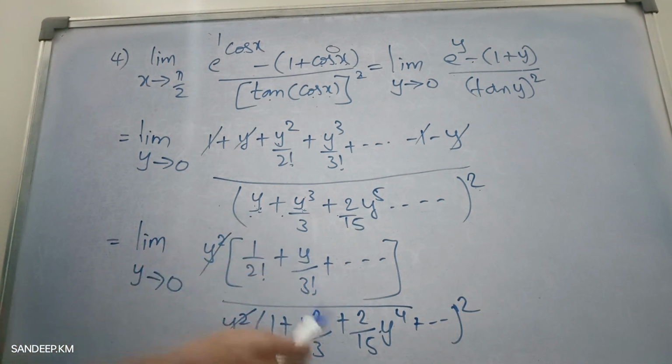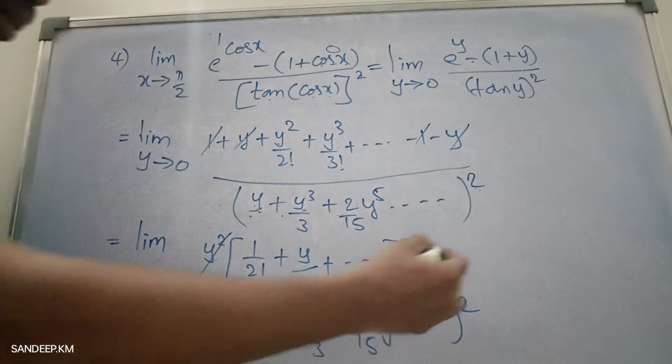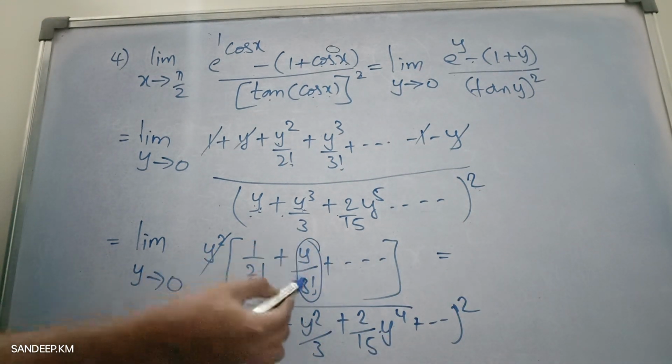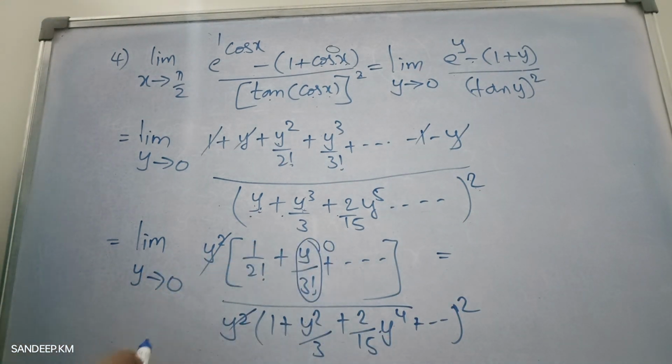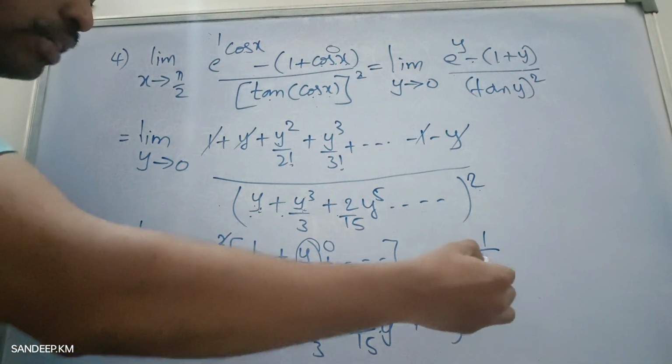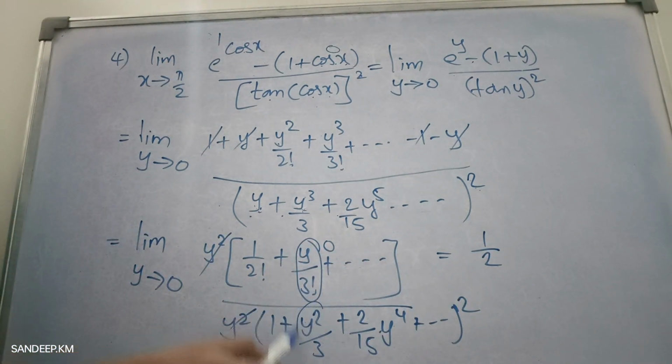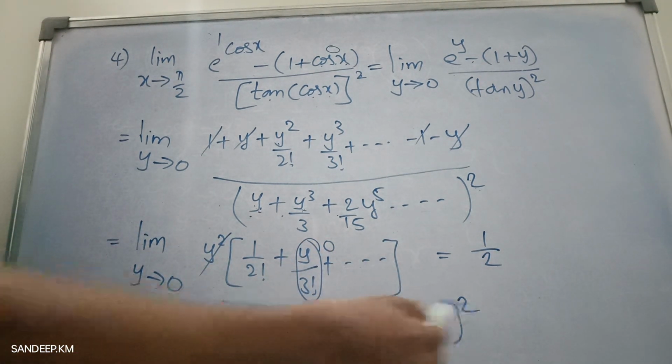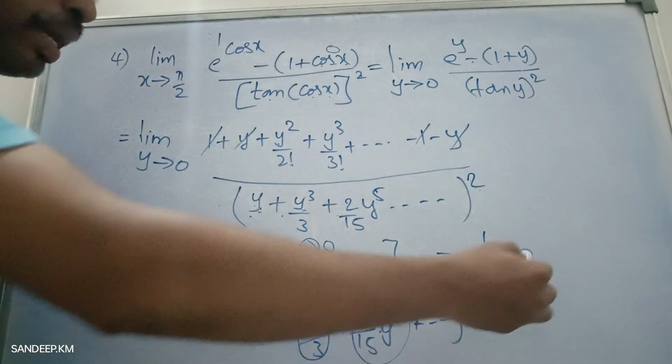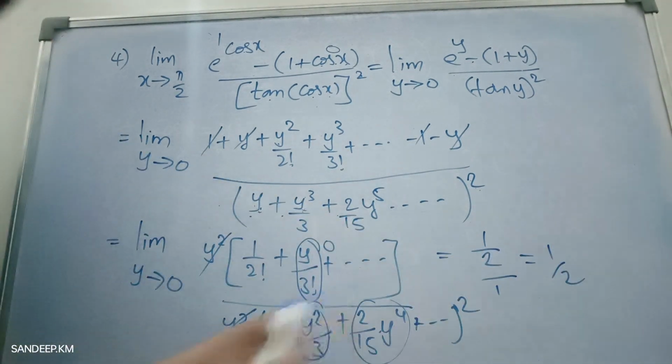You can substitute y value as 0, and what answer will you get? Since y value is 0, all the remaining terms will become 0. Now only 1 by 2 is remaining in the numerator. Here, this is 0, and all other terms are 0. Only 1 is remaining in the denominator. So 1 by 2 is your final answer.